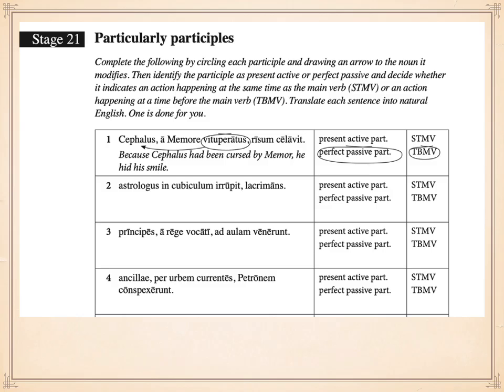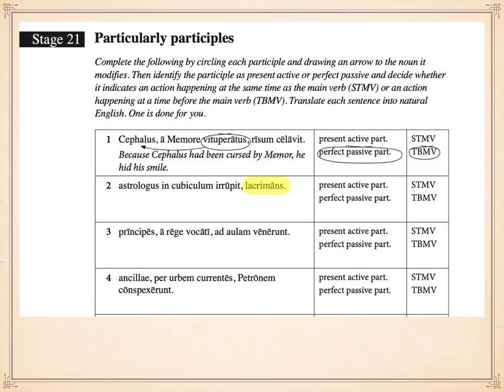I'm not quite as concerned about circling and drawing the arrow. Your translation will make that pretty clear. So let's look at number two together. Astrologus in cubiculum irrupit lacrimans. So we just have to find the participle. It's pretty easy. The participle is lacrimans.